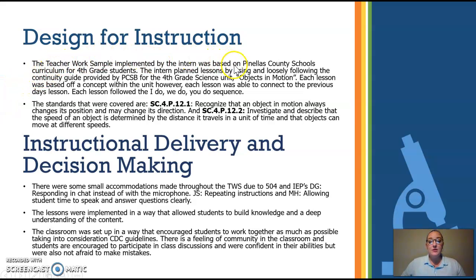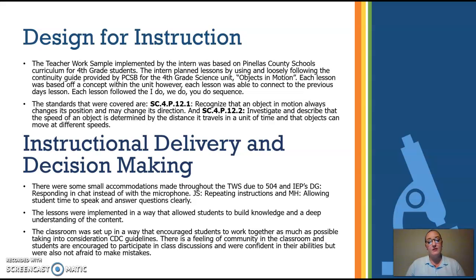The TWS was based on Pinellas County Schools curriculum for 4th grade students. It loosely followed the continuity guide that they provide for you. I did kind of take things and rearrange them a little bit and brought in some things that I thought were a little more exciting for the students.